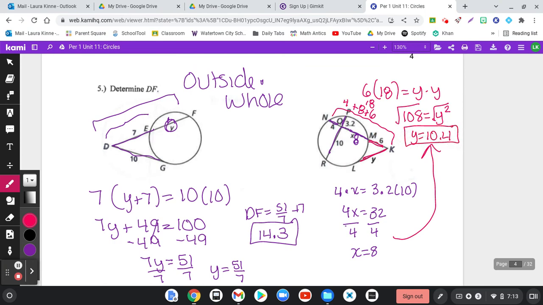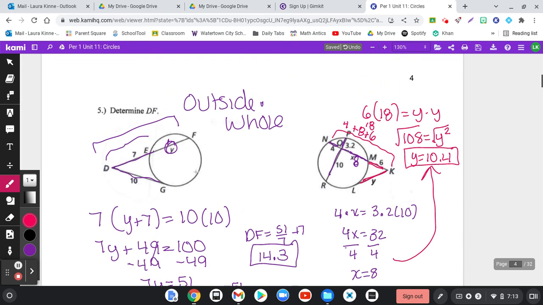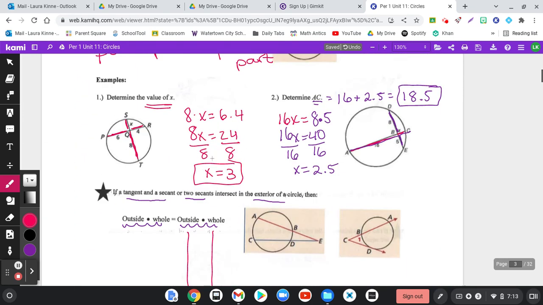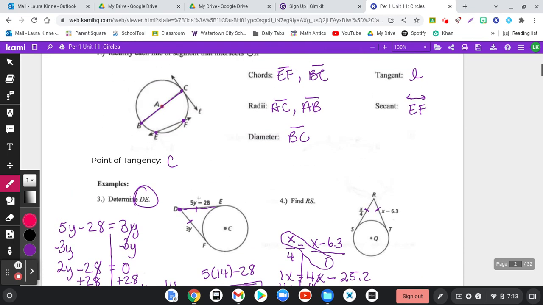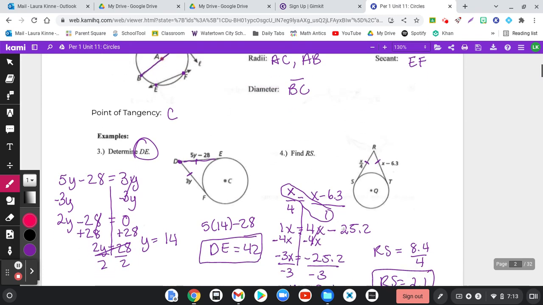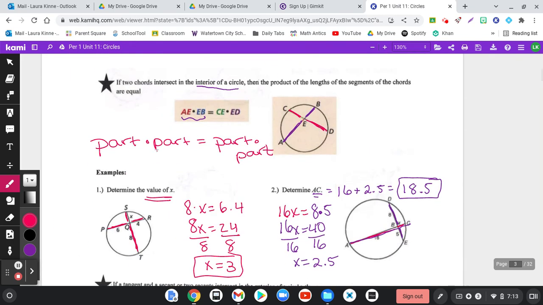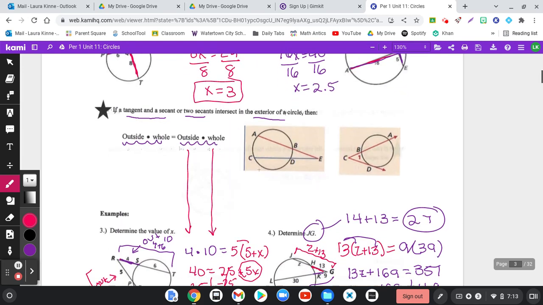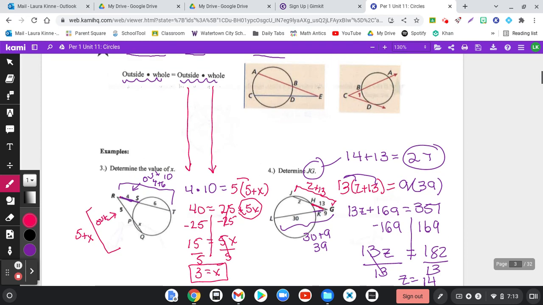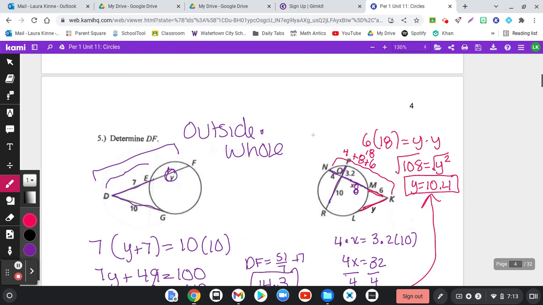That's about as complicated as you might see, but most of the time it's just going to be one thing to remember. So don't forget your 3 rules. If it's 2 tangent lines, they're equal to each other. If they're 2 chords that cross inside, it's part times part equals part times part. And if it's 2 secants or a tangent and a secant, it's outside times whole equals outside times whole.